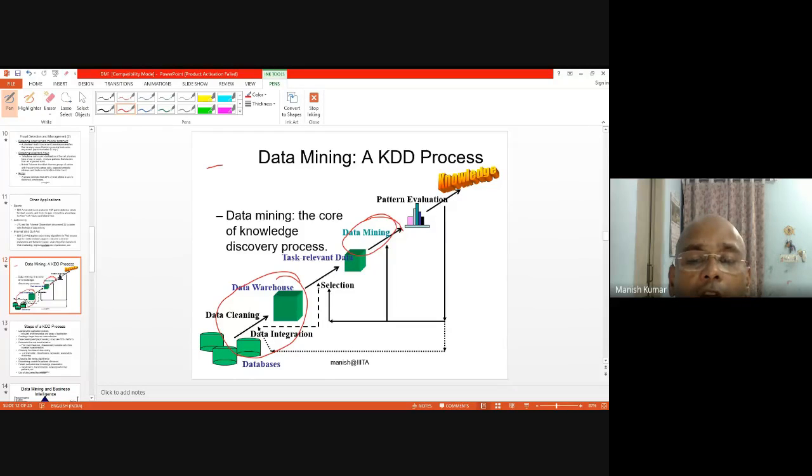Out of the data warehouse, you retrieve some sort of task relevant data. Task relevant data means you may be looking for some pattern specific to some set of data. So we retrieve task relevant data. Certainly this part can be done through Oracle, DB2, MySQL, or any software or application program you can use. And then go for mining, data mining.